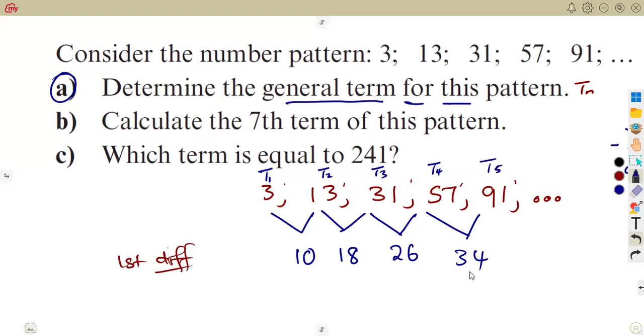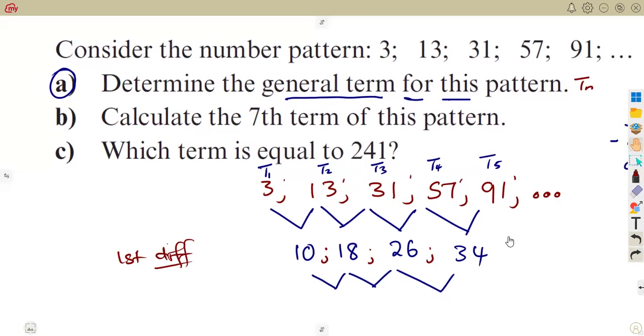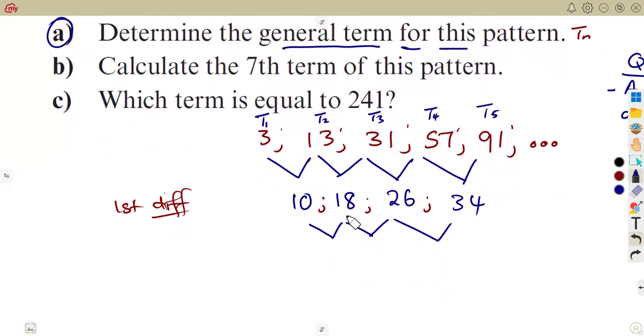So what are you going to do? You find the second differences from this part. Like you are forming another sequence, another number pattern, so we have to see what is happening with this one. Let's find our differences as we had before. 18 minus 10, there's a difference of 8. 26 minus 18, there's a difference of 8. 34 minus 26, there's a difference of 8.